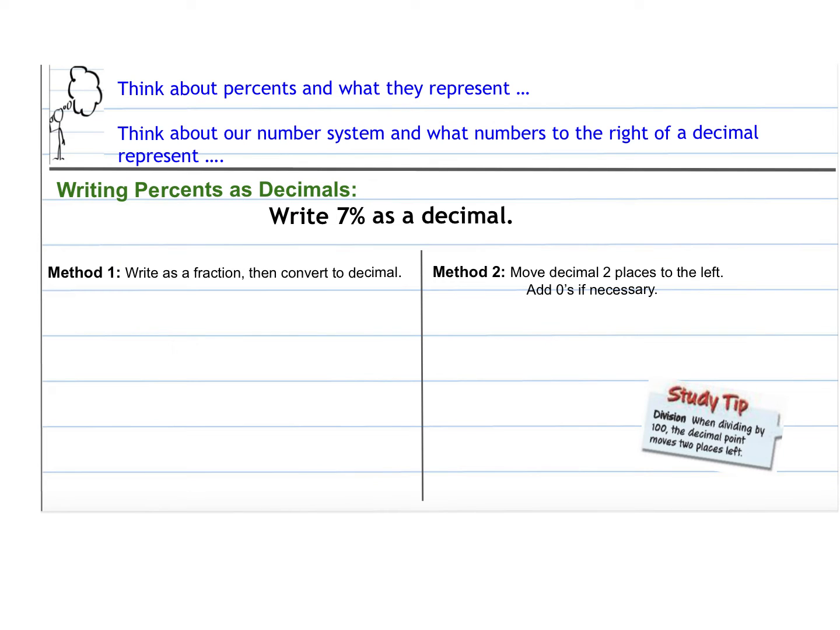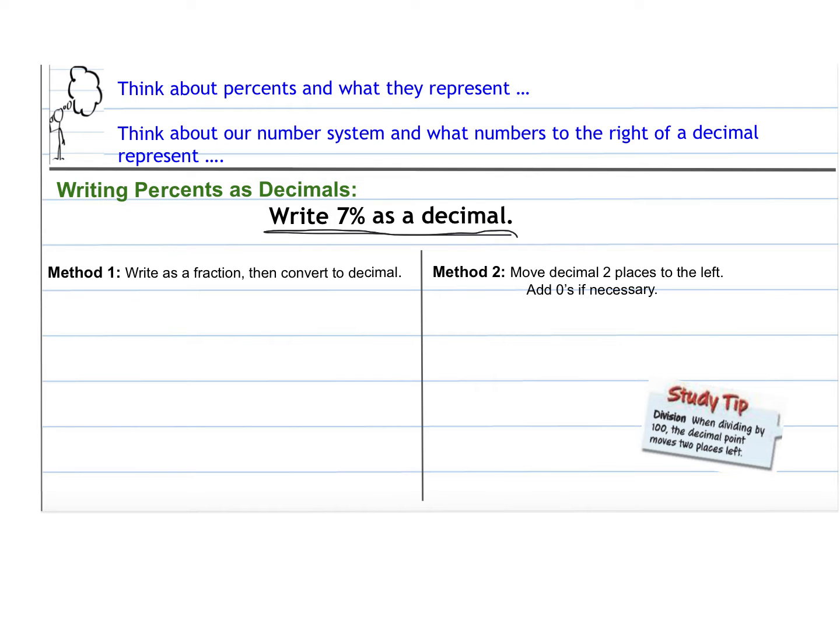So as we've talked about fractions and decimals and percents already, let's think about percents and what they represent. Remember, percents are part of a whole, so less than 100% is part of something. 100% would be the whole. So if we want to write percents as a decimal, let's look at 7%.